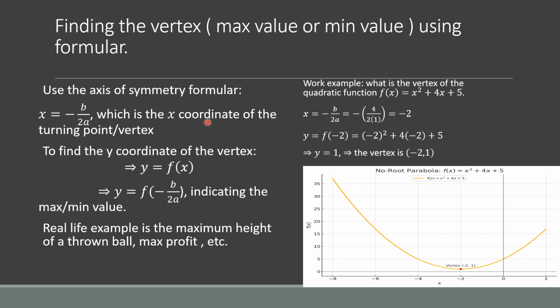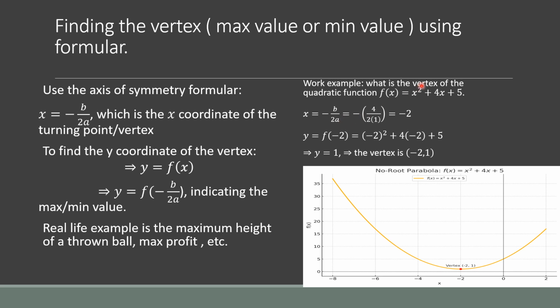This time, we are not going to use a graph, we are going to use calculation, a formula, to find the turning point, the maximum value, and the axis of symmetry. So the axis of symmetry formula is in this form. To find the y coordinate of the vertex, it implies that y is equal to f of x. So we input the x, which is the axis of symmetry, into the function to get its respective y value. And the respective y value is going to be our minimum value or maximum value.